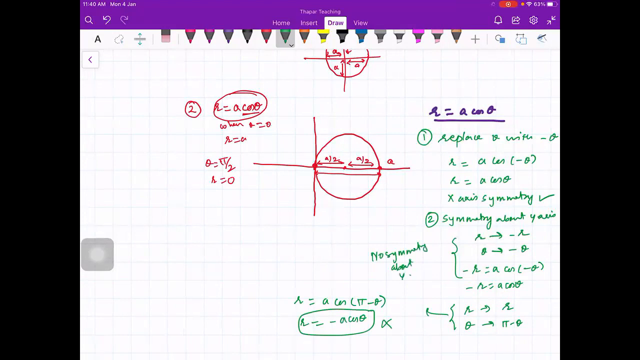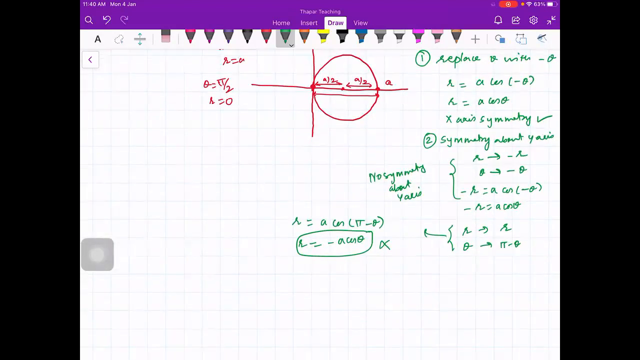So should I check symmetry about the origin? No, ma'am. I told you that there will be either one symmetry or three symmetries. Now we get one symmetry is there, one is not there, so the third one will not be there. It means that this curve is symmetric about only the x-axis. Second point was, check when it passes through the origin. It passes through the origin at r is equal to 0.